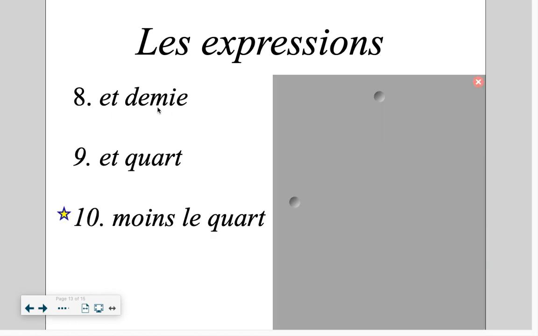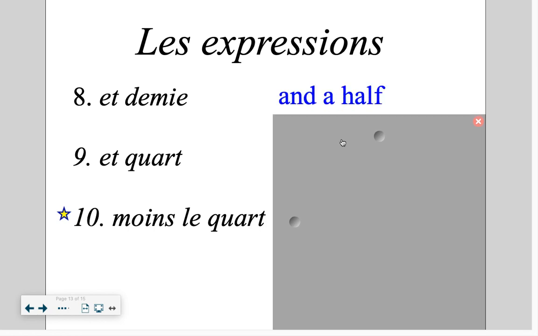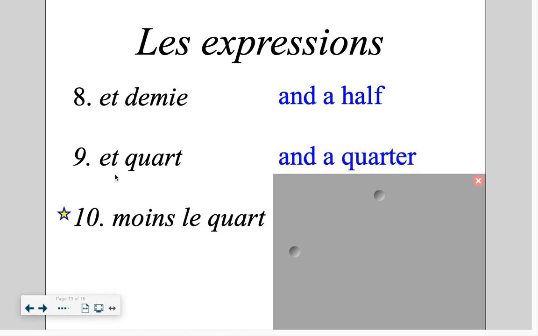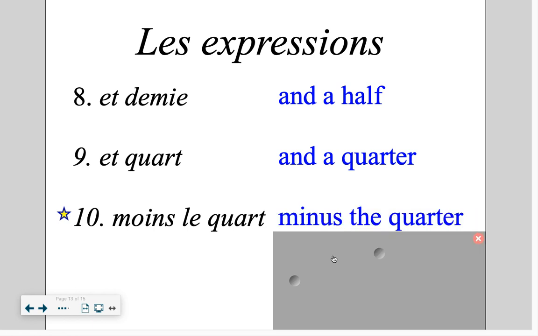Numéro 8. Et demi veut dire and a half. Répétez s'il vous plaît. Et demi. Then we have a quart, and a quarter. Then we have moins le quart, minus the quarter.